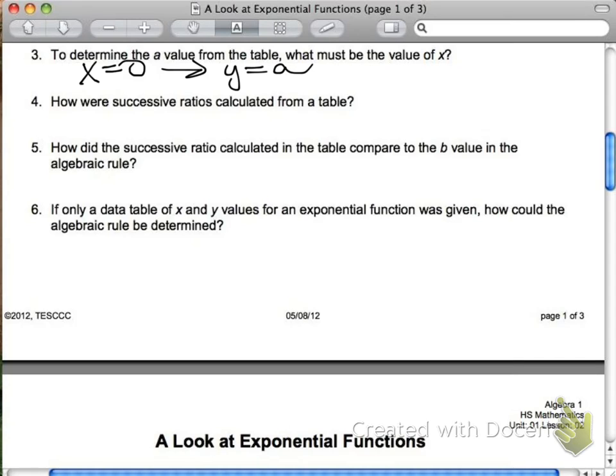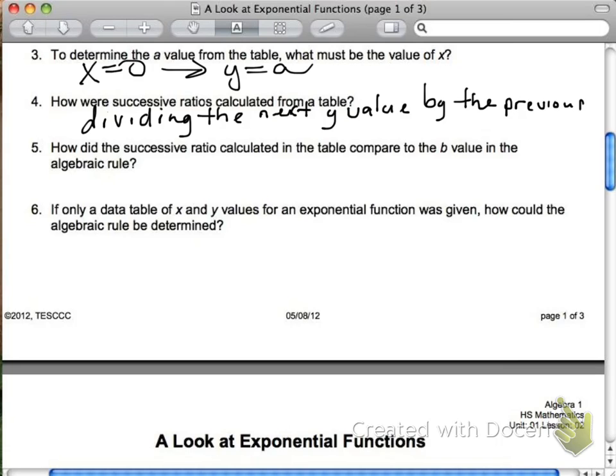How are the successive ratios calculated from a table? By dividing the x values. Not x values. Y values. Sorry. Y values. So here's how I'm going to write this. Dividing the next y value by the previous y value. Yes, by the previous y value.